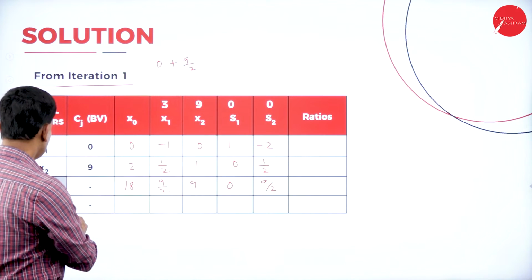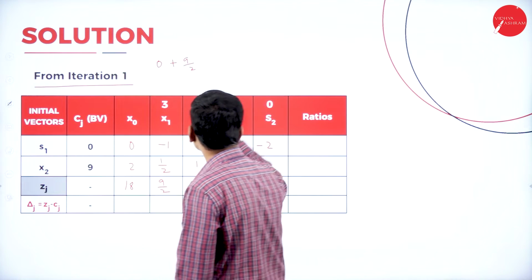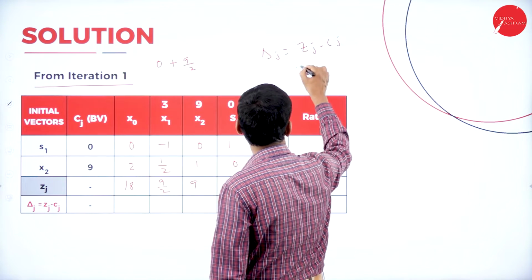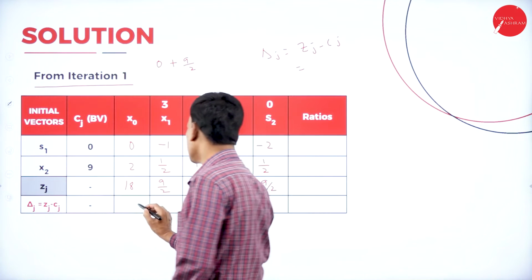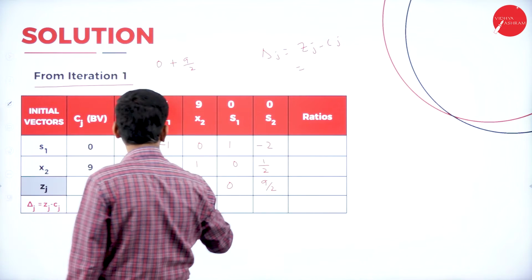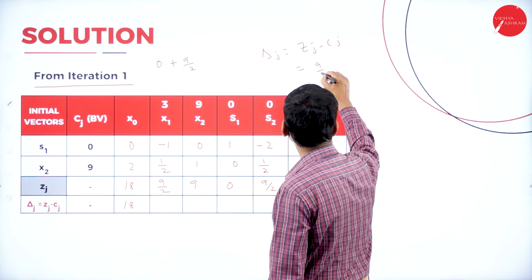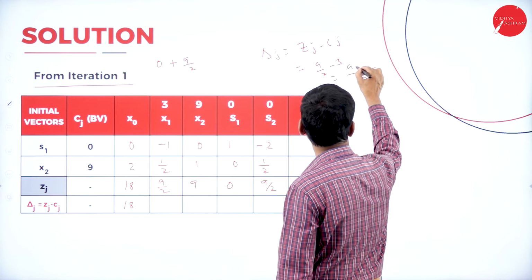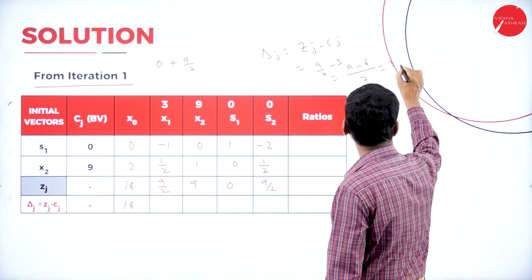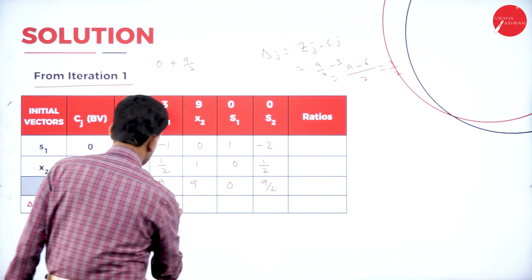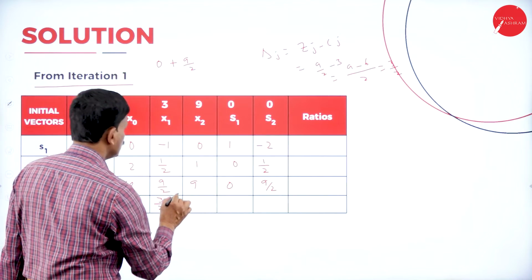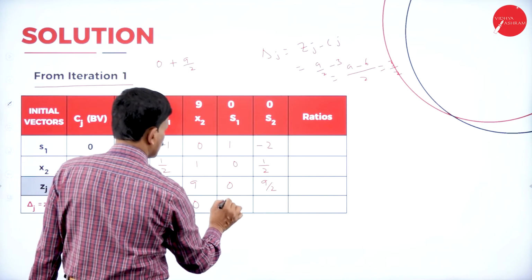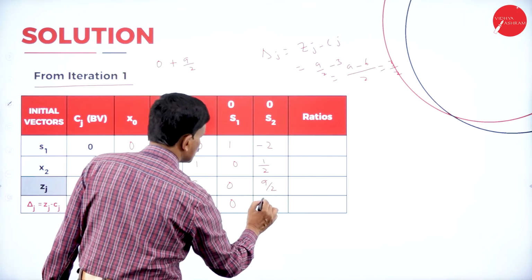Now, find out the value of delta j. Delta j is equal to Zj minus Cj. So, this is 18 as it is, 9 by 2 minus 3, take LCM, 9 minus 2 3s are 6, this is equal to 3 by 2. The first value is 3 by 2. Again 9 minus 9 is 0, 0 minus 0 is 0, 9 by 2 minus 0 is 9 by 2.